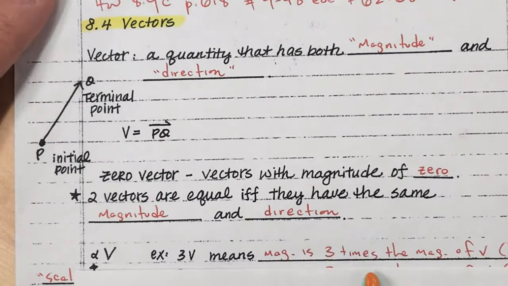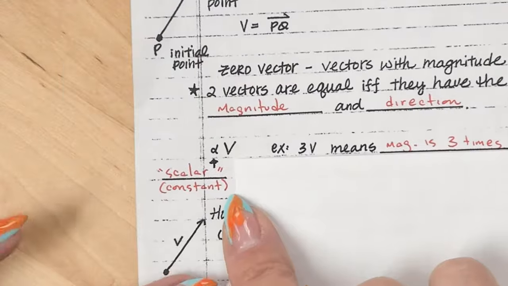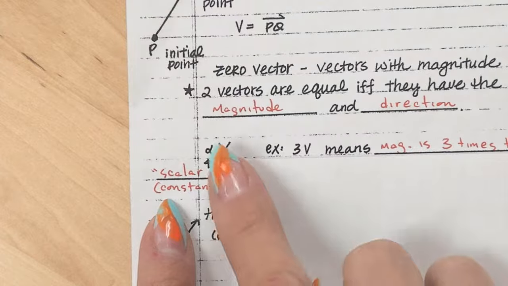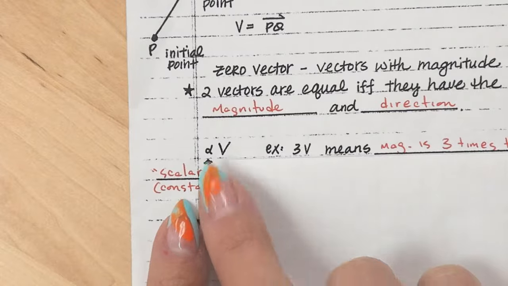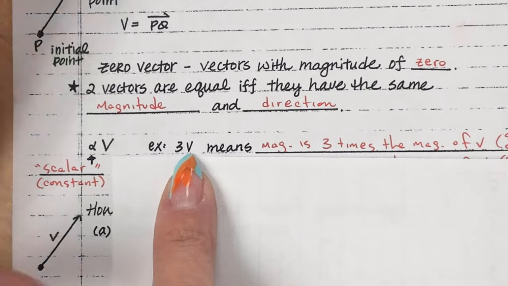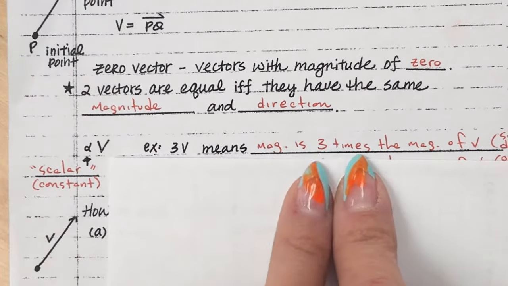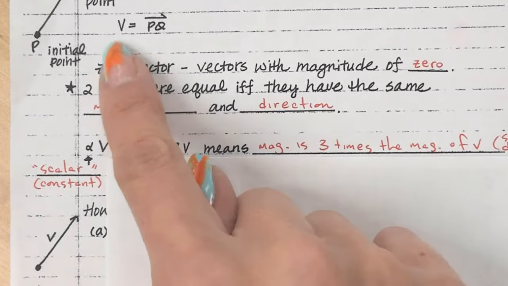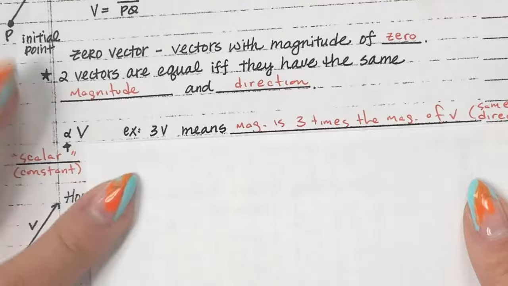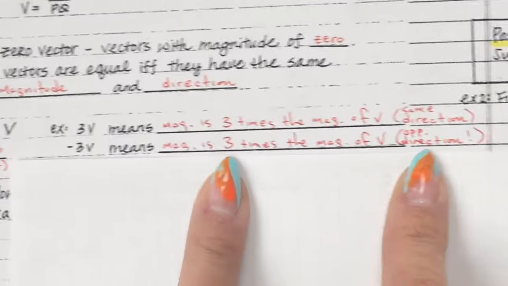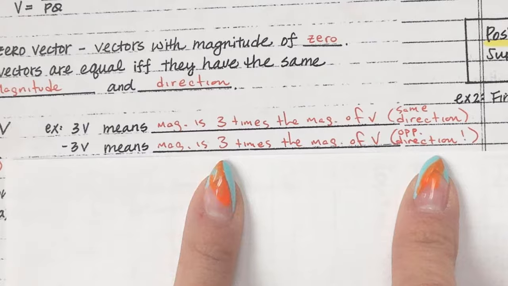Okay, so this right here, this means scalar. So this alpha right here, so we did alpha, beta, all that lettering. So this is a scalar, this is a constant. So that's like a 2 or a 5 or whatever. So if you have 3 times a vector, it means that the magnitude is 3 times the magnitude of the vector, but it's going in the same direction. So 3v, if v is a vector, it means just 3 times as long. But then a negative 3v means it's 3 times the magnitude and it's going in the opposite direction, okay?